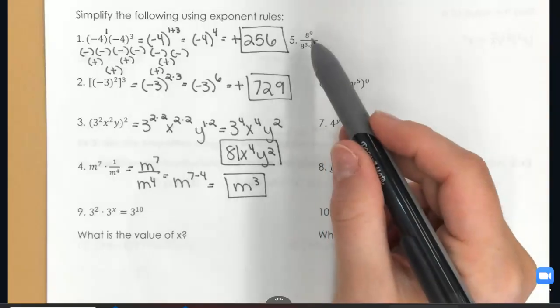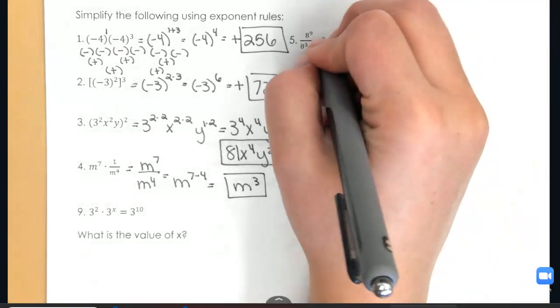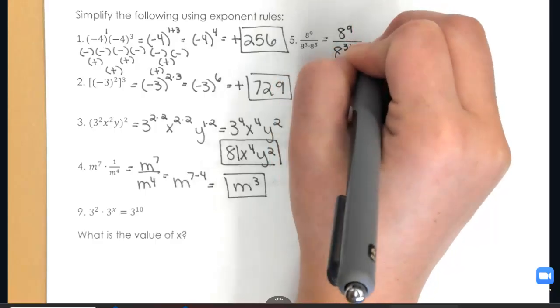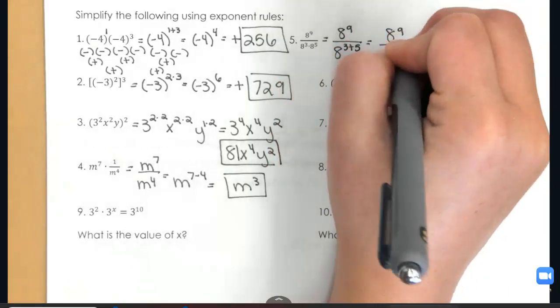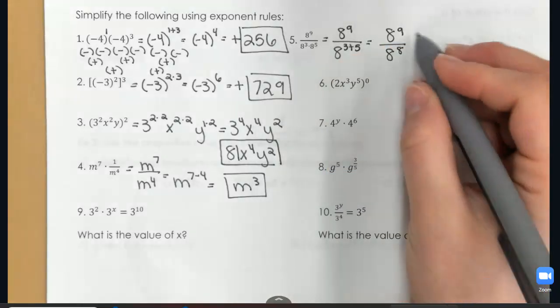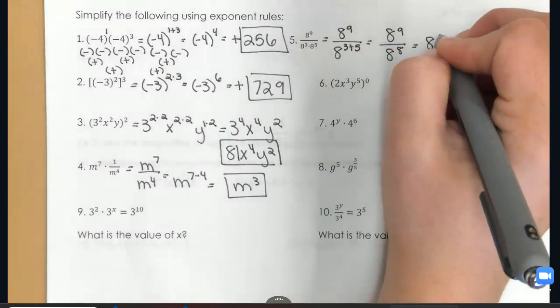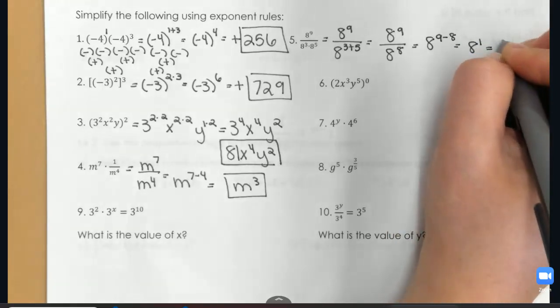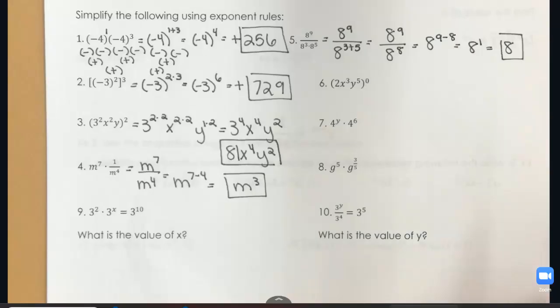On 5, we have a couple things going on here. The first thing I'm going to do is consolidate my denominator using my product rule, which means I will add those exponents, and that will give me 8 to the 8th power. Now I can focus on my quotient rule and subtract my exponents. 9 minus 8 is 1, and anything to the first power is just itself.